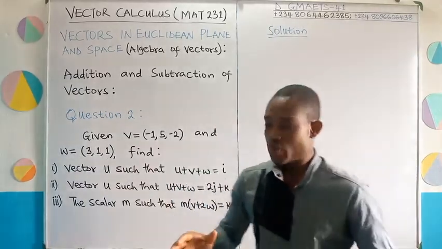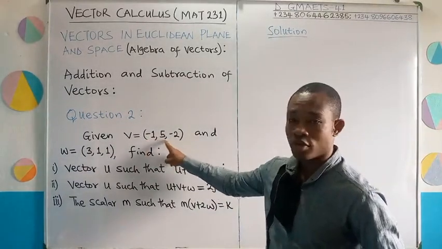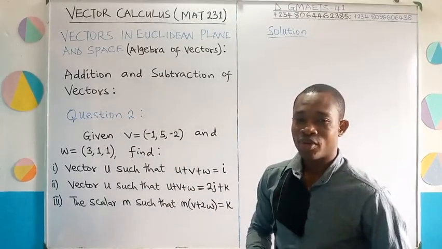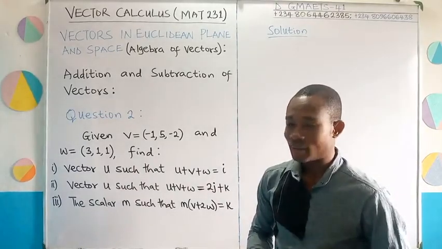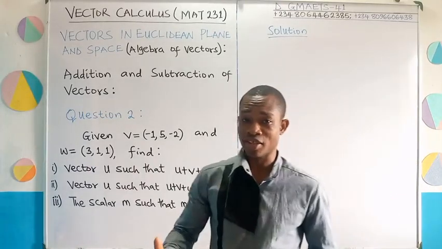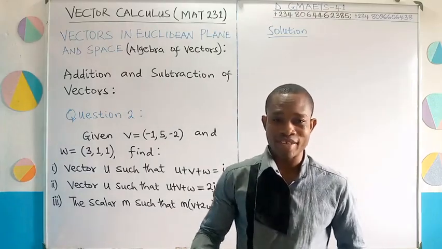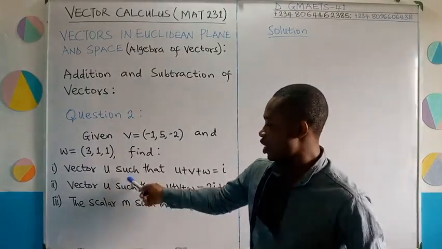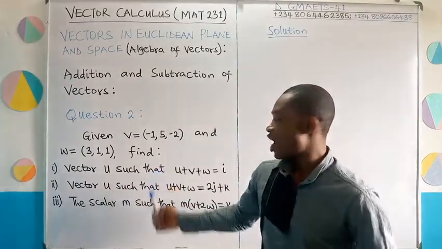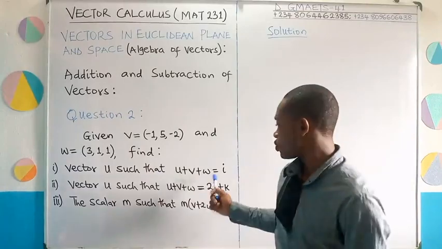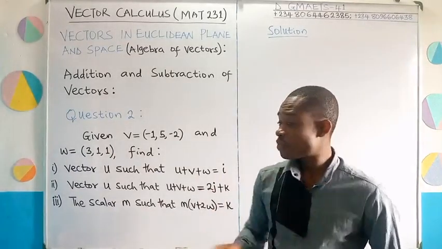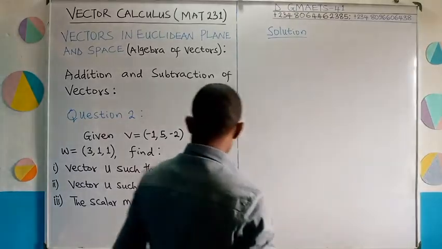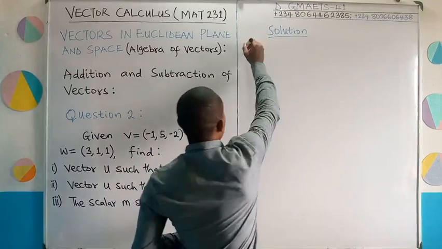In our second question, we are given the vectors v equal to minus 1, 5, minus 2, and w equal to 3, 1, 1. Same as the vectors that we had in question number 1, right? Okay, now let us see what we are asked to find. The i part of the question, we are to find the vector u such that u plus v plus w is equal to i. Let's deal with that first. Alright, so we are looking for vector u, we don't know.